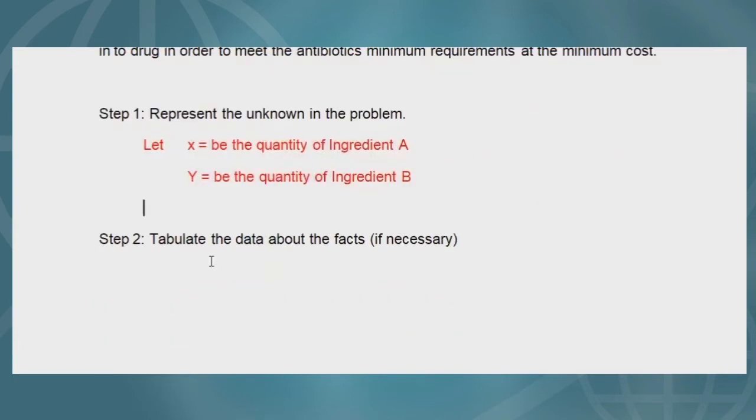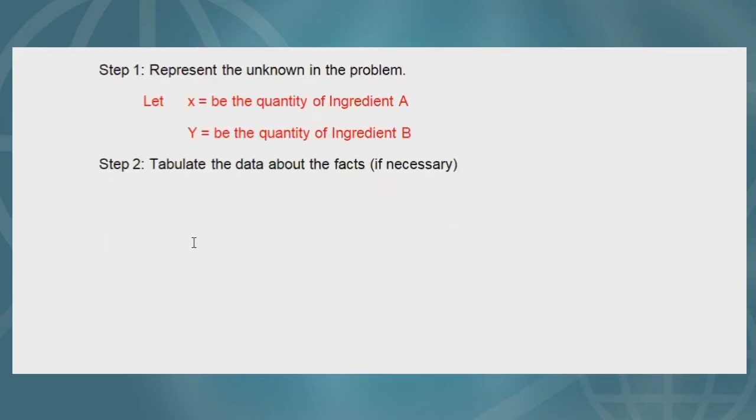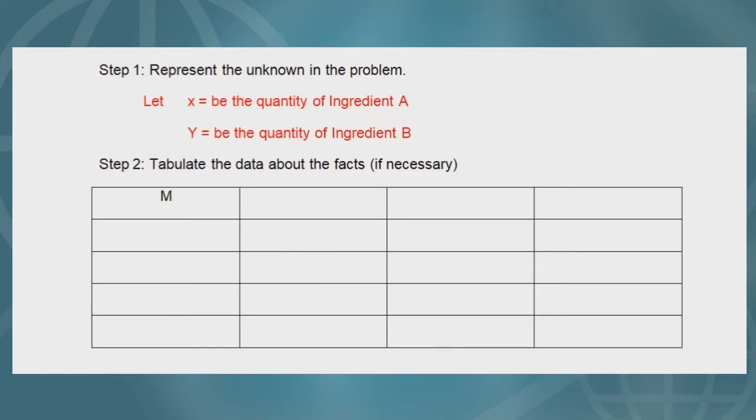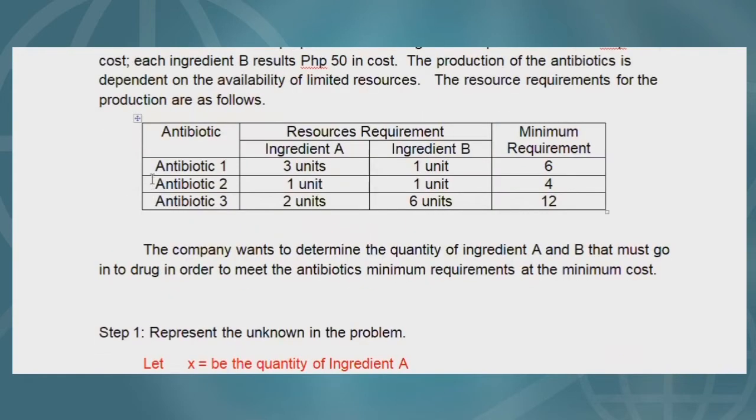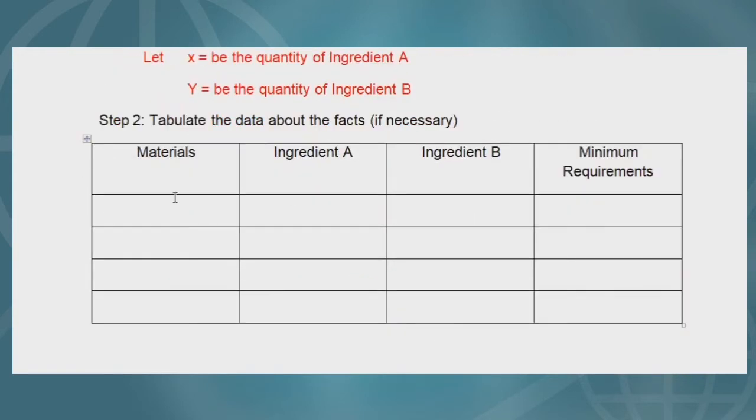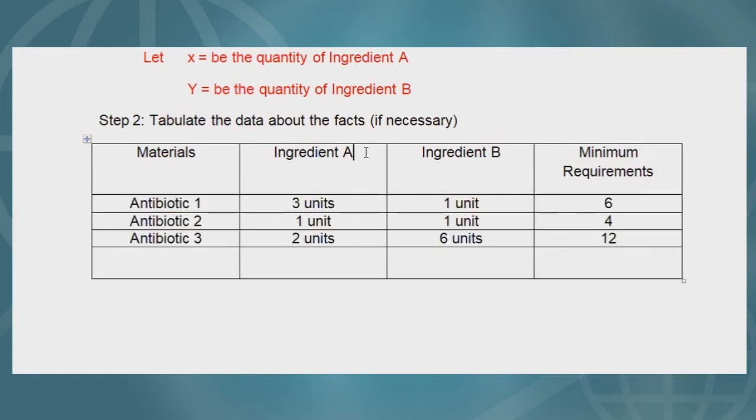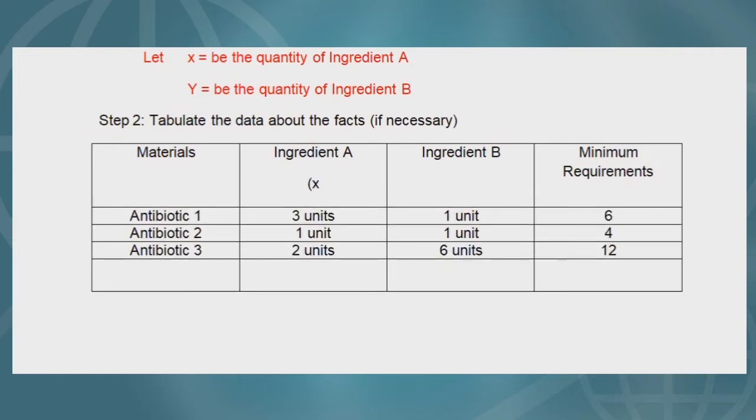Then step 2, tabulate the data about the facts if necessary using a table. Okay, so the first column, the materials needed. Then the second column, we have here the ingredient A. Third column, ingredient B. And then the last column is the minimum requirements. Let us just copy the givens above. Ayan. Copy, paste. And then ingredient A, we know is represented by X, and ingredient B, we know is represented by Y.